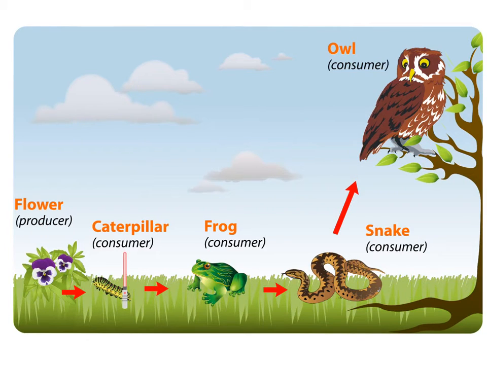The grass, the caterpillar, the frog, the snake, and the owl are all part of a food chain. A food chain is the way food passes from one organism to another. The grass makes sugars. The caterpillar eats the grass. The frog eats the caterpillar. The snake eats the frog. And finally, the owl eats the snake.